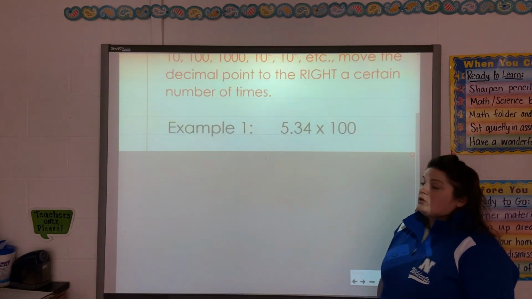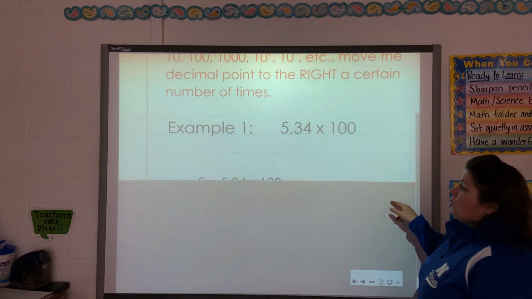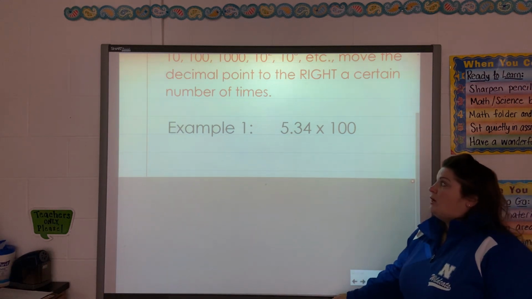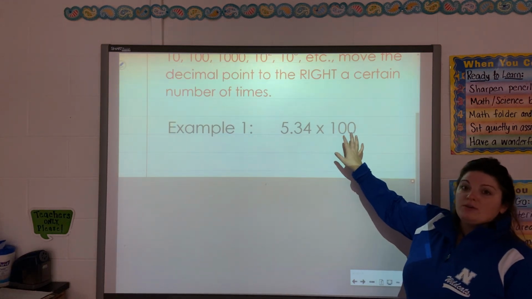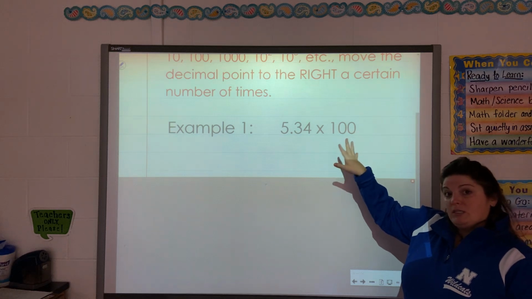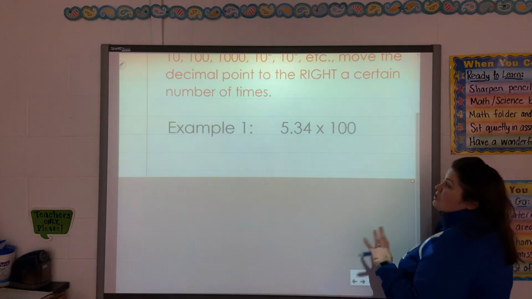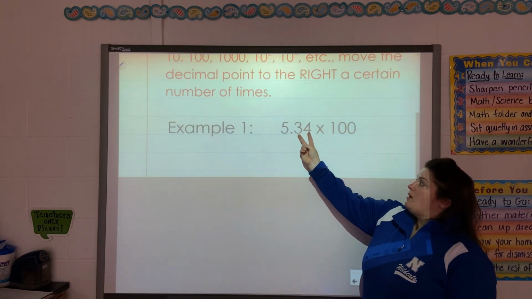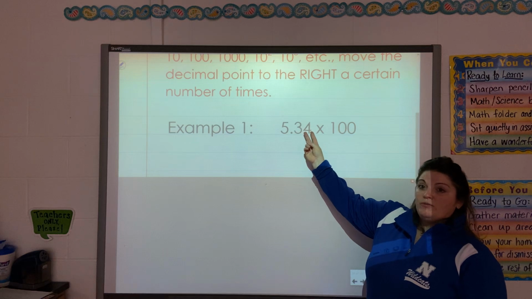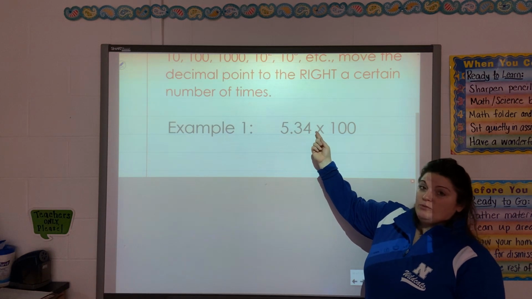5 34/100 times 100. Similar to when we multiplied whole numbers by powers of 10, the power of 10 tells us how many times, in this case, we move the decimal point to the right. We can't just add zeros like we did with whole numbers, because we already have a number with decimal values, and adding zeros to the end won't change the value of that number.